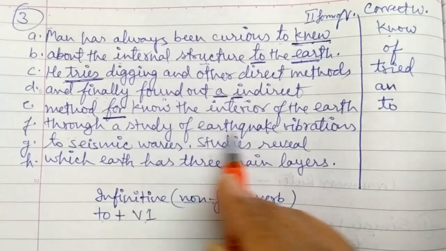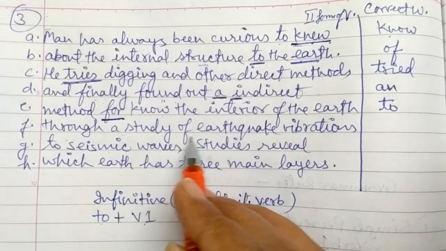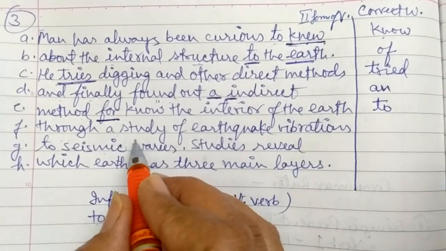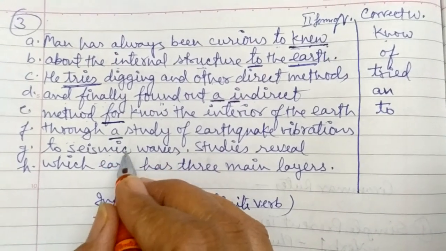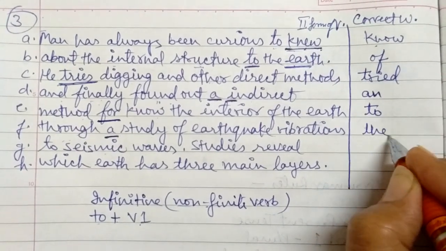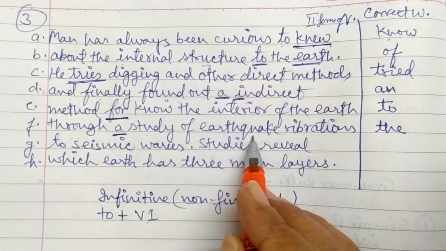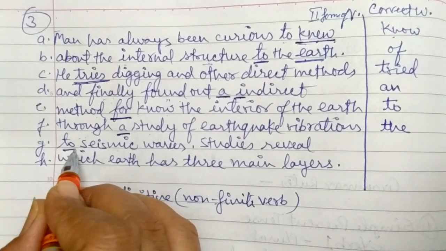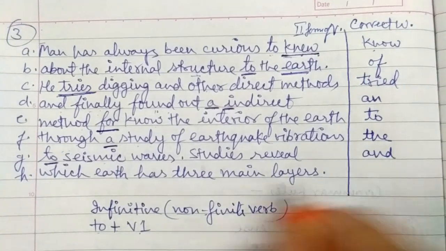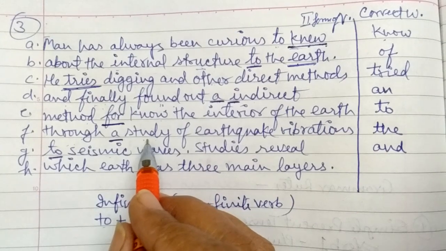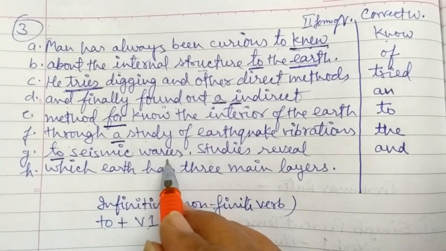Through a study of earthquake vibrations to seismic waves. Through a study of earthquake vibrations. We are talking about a particular study. We are not talking about any study. So the article "a" is wrong. In place of "a", we should use "the", because we are talking about a specific study. The study of earthquake vibrations to seismic waves. Here "to" is wrong because we should use the connector "and": seismic waves. This is the study of two things: the study of earthquake vibrations and seismic waves.